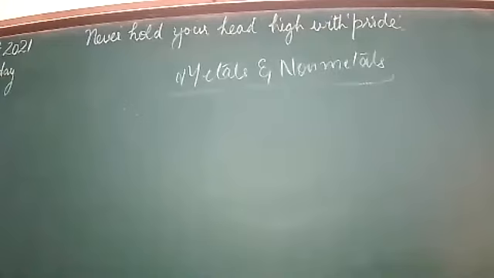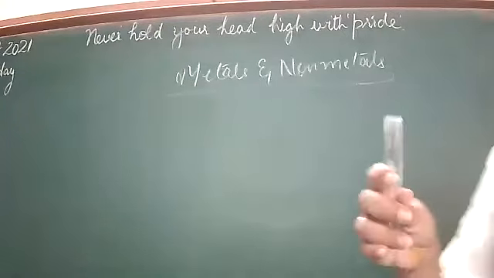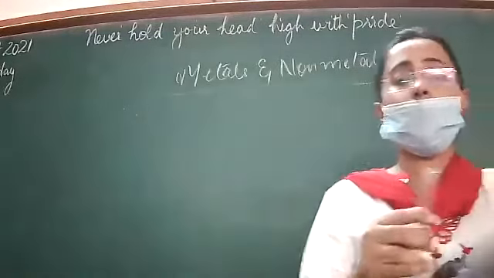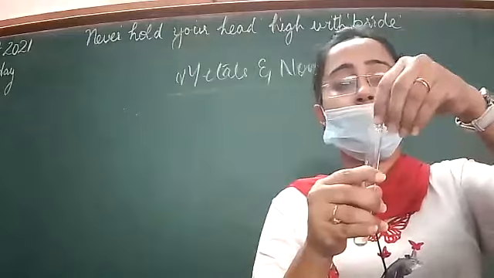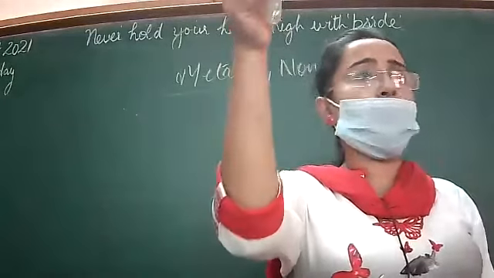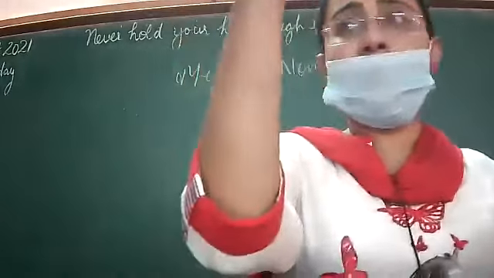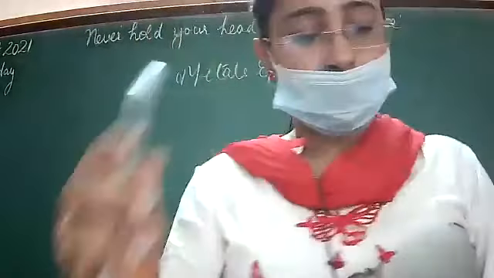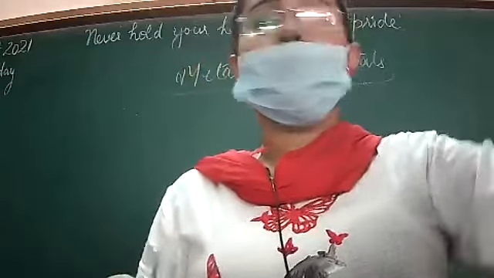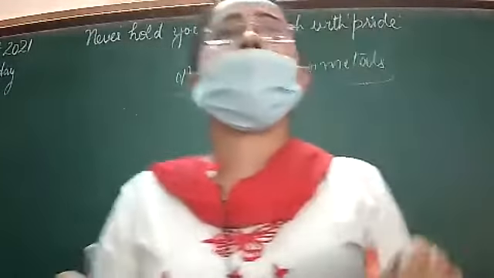I think it is zinc. Now this is a zinc metal. I am putting it in the test tube. Only zinc. Now I am adding an acid, dilute sulfuric acid. This is dilute sulfuric acid.